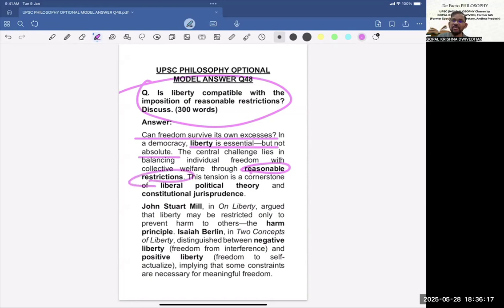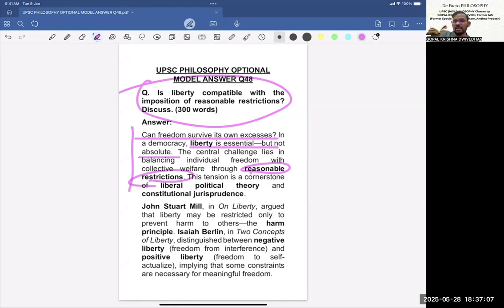On the one hand, we have to promote liberty in a democracy. On the other hand, if we want to see collective welfare, we have to also go for some reasonable restrictions. This tension is the cornerstone of liberal political theory and constitutional jurisprudence. Some of you, or almost all of you, while reading general studies and the constitution, have read constitutional jurisprudence. Wherever we talk of liberalism, democracy, or constitutionalism, the issue of liberty and reasonable restrictions definitely comes. Excess of either is going to harm the other. So this question is dealing with that kind of tension, and that's what we have explained in the first paragraph.